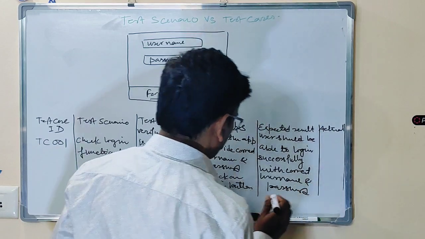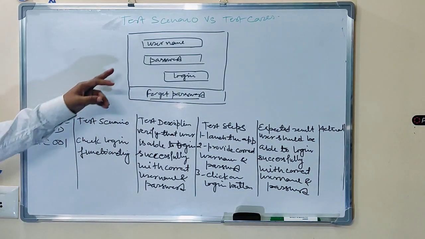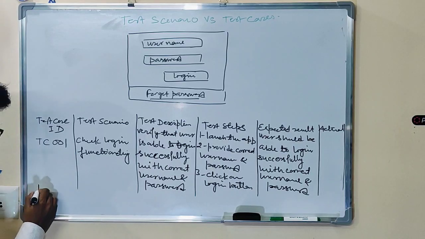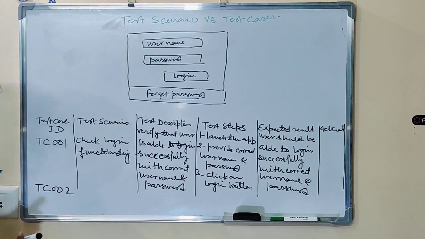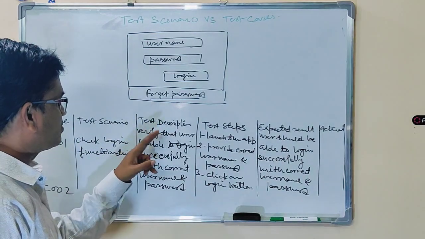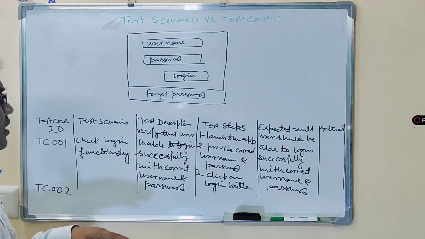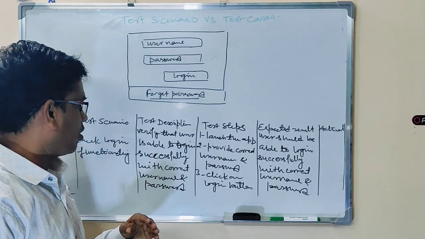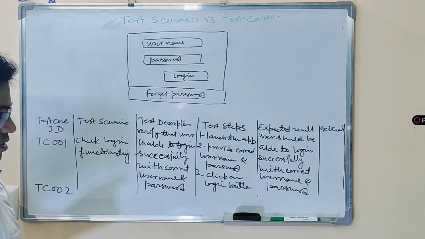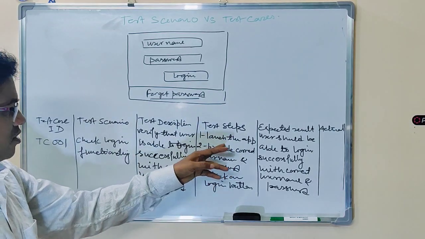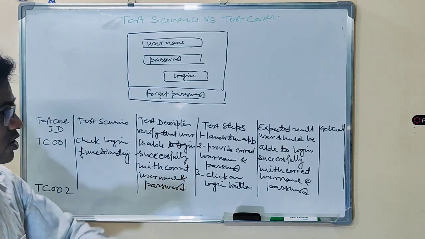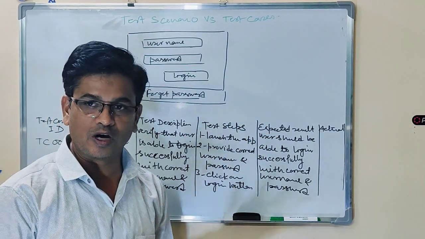Okay, I am talking about the second test case now. So test case 002. Again the test scenario will be check the login functionality. Test description can be like verify that user is not able to log in successfully when providing correct username and incorrect password. Okay, test steps: launch the application, provide correct username and incorrect password, click on login button. So expected result would be user should not be able to log in.